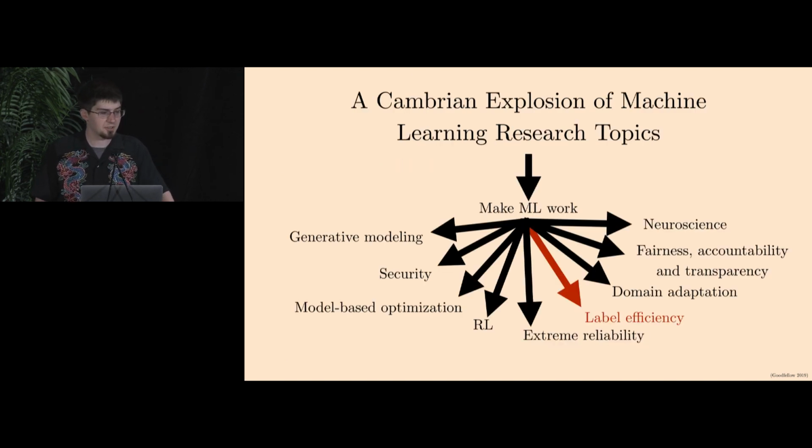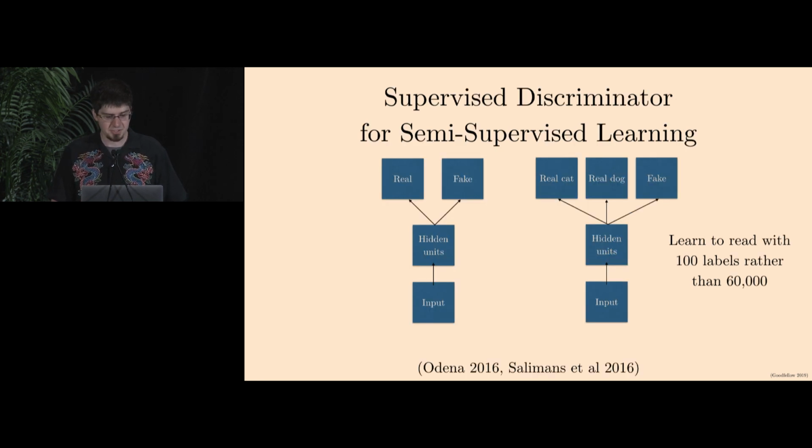Another research direction in our Cambrian explosion of machine learning research is label efficiency. Today, most applications that we'd like to solve with supervised learning are solvable if we have a very large labeled data set. But it's relatively common to lack either a large data set or to lack labels for it. In the case where we have a large data set but we don't have labels, an interesting direction is semi-supervised learning, where we try to learn from both labeled and unlabeled data.